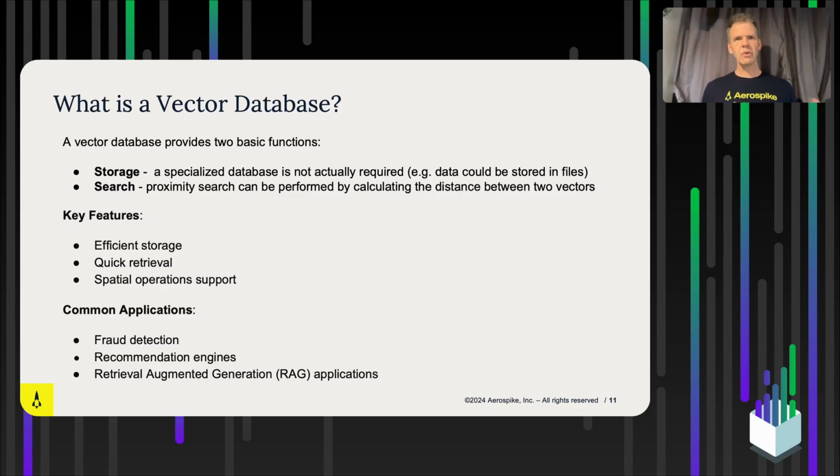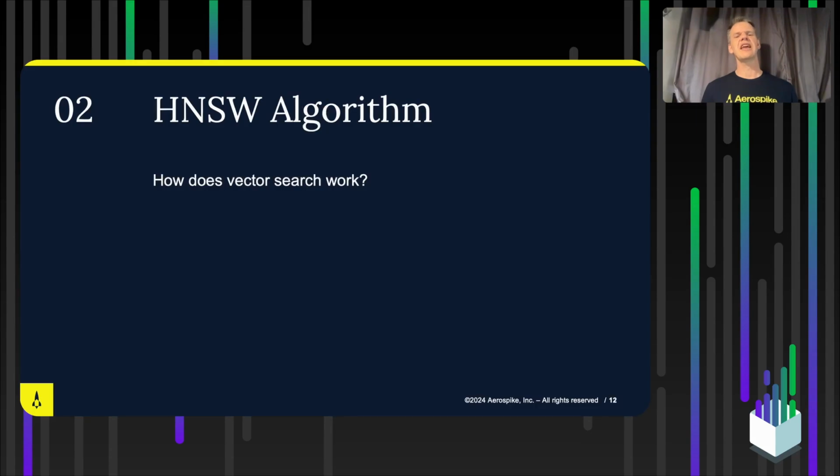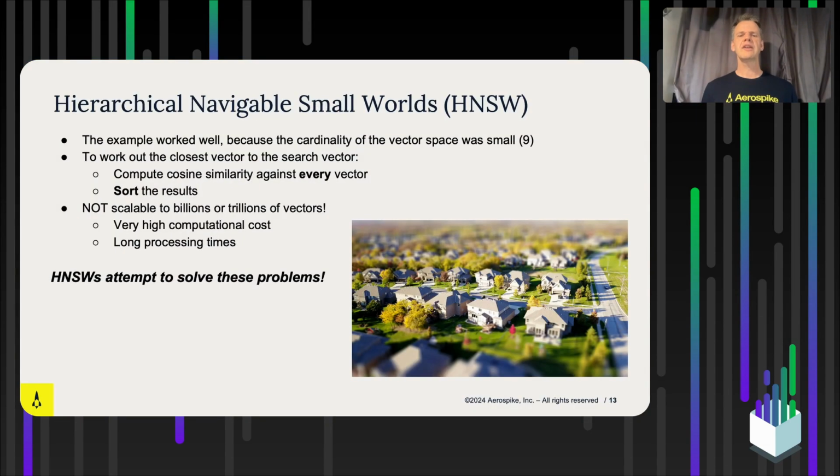All right, so what we did before was a brute force algorithm. We took our source vector and we applied it onto 9 different vectors. That's great at small scale, worked really nicely, but it doesn't really scale very well. So what we're going to look at now is something called HNSW. This is a hierarchical, navigable, small worlds algorithm.